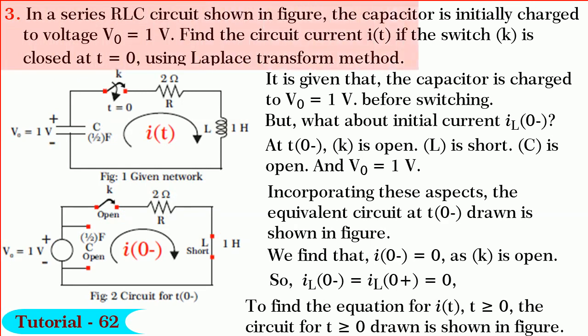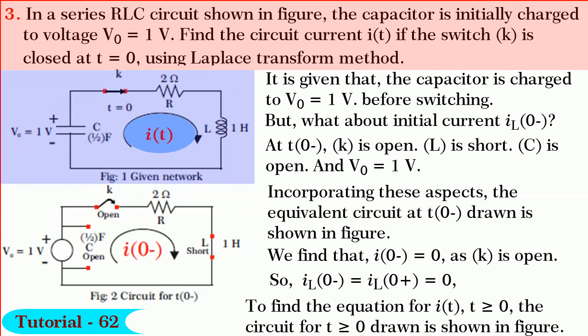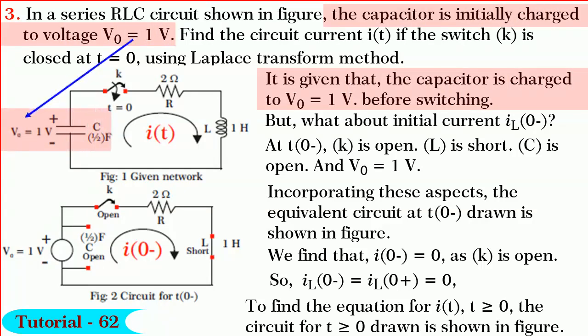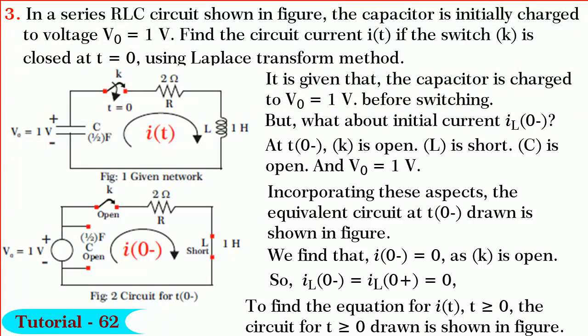In this question, we are required to find the circuit current i(t) if the switch K is closed at t = 0 in the circuit shown in the figure using Laplace transforms. It is given that the capacitor is charged to V0 = 1 volt before switching. But what about the initial current iL(0−) in the inductance? We have to find that out.